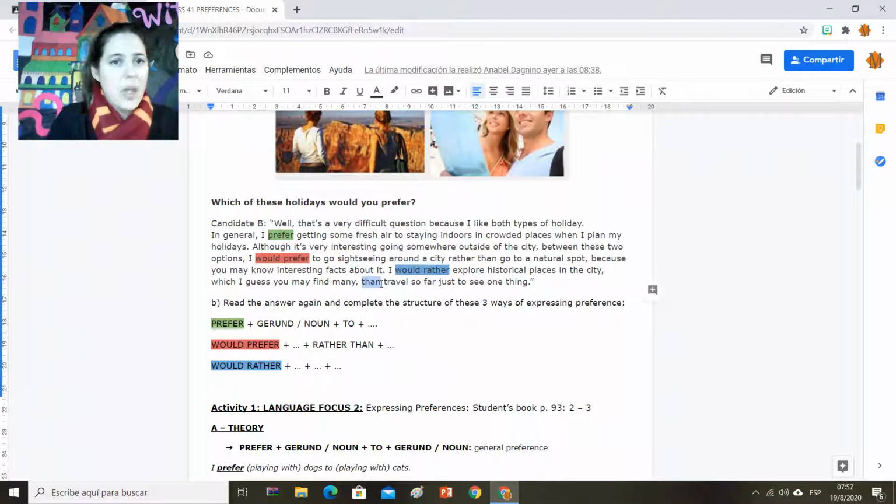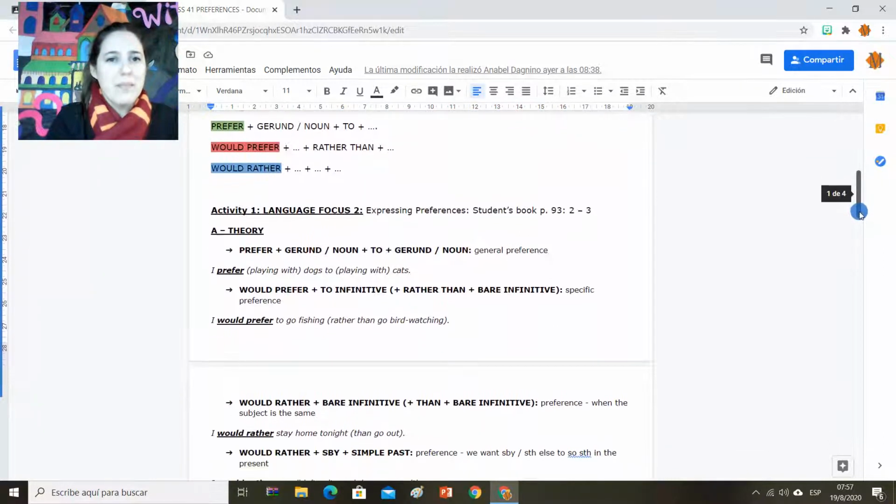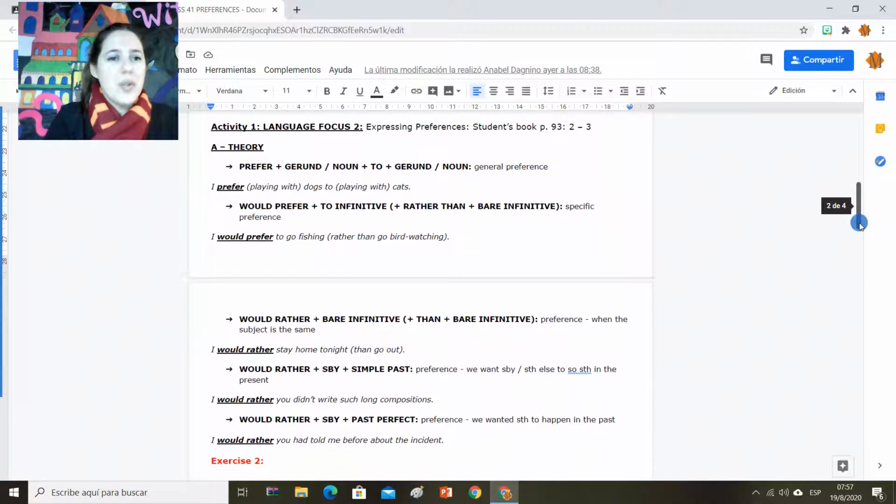Okay? So, people, pay attention, try to analyze, but don't worry because here in activity number 1 you're going to see all the structures. So, you're going to work on the student's book on page 93, activities 2 and 3, but before, let's look at the theory. Prefer can be used to express a general preference.